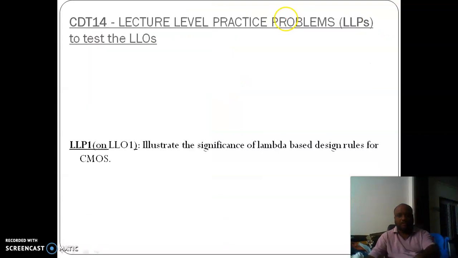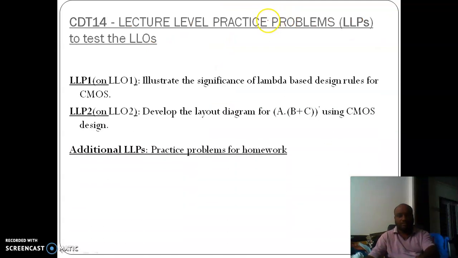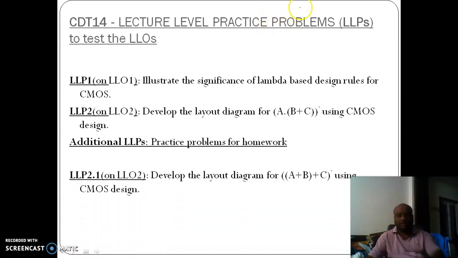So you can solve as many examples as possible, and a few lecture level questions have been presented here for your practice. That's all for this topic.